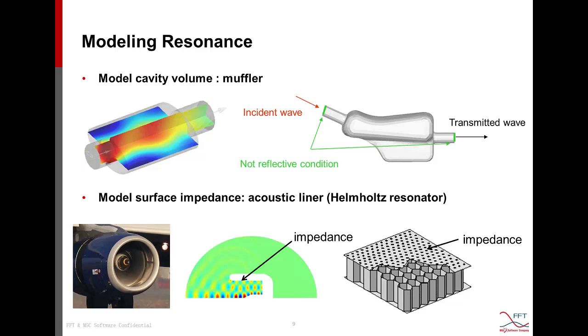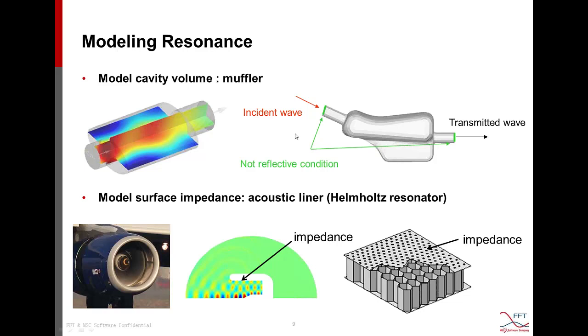And the indicator of the muffler performance is often the transmission loss, which is the ratio of the incident power and the transmitted power that are calculated automatically in the Actran computation.